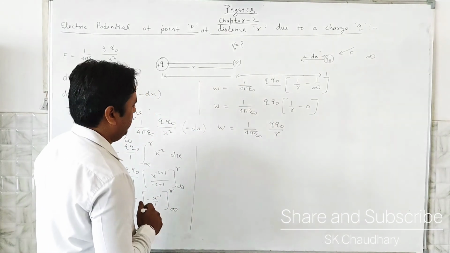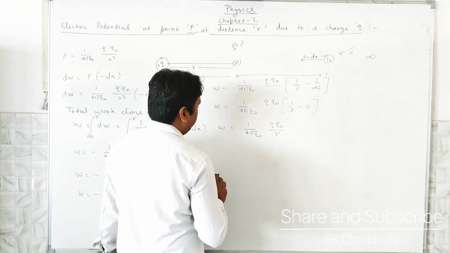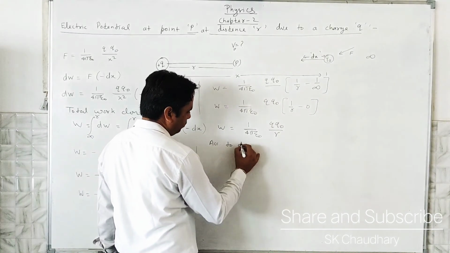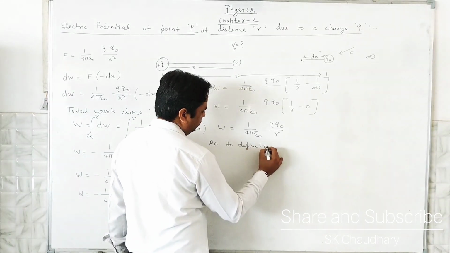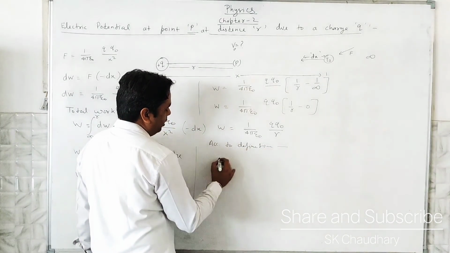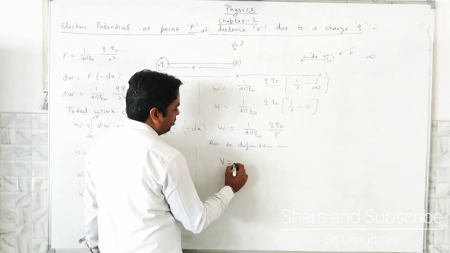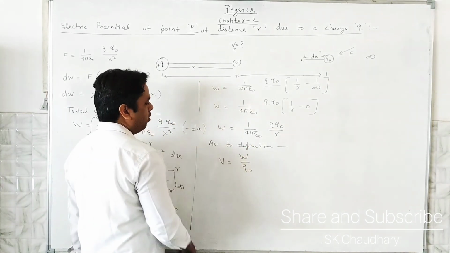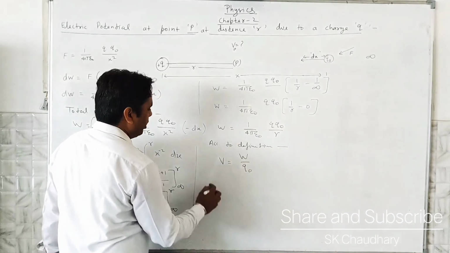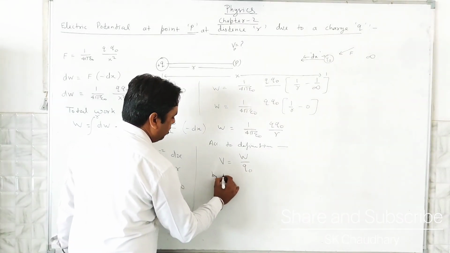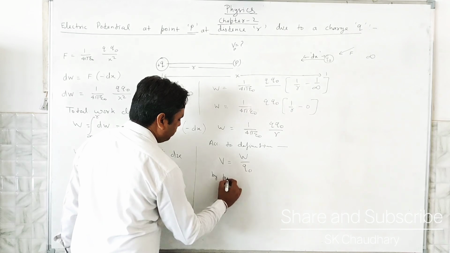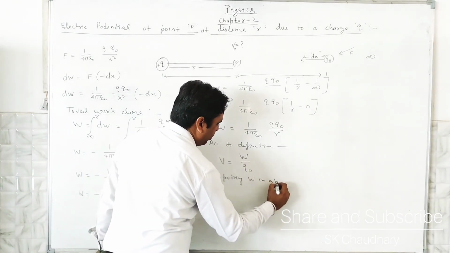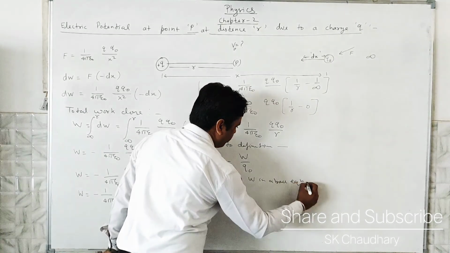No, it is not the electric potential. We know the definition of electric potential. According to the definition, the electric potential is the amount of work done over a test charge. So we will put the value of W here, by putting the value of W in the above equation.